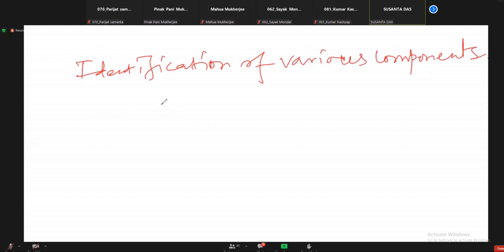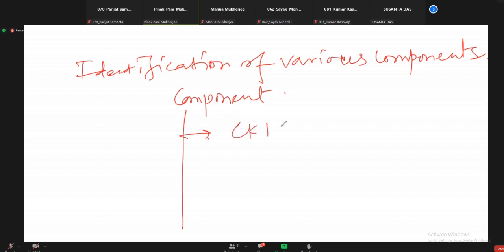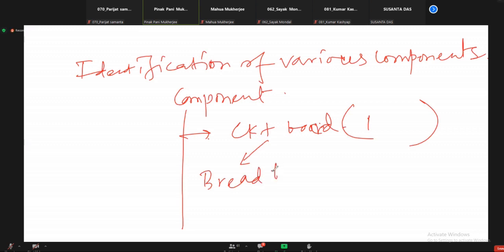Okay, now in an electronic circuit, if I write down the components, then there are several components. Like first one is the circuit board. That means the platform on which the circuit is actually constructed. So this is called board, and there are several kinds of board. One is temporary board, which is used in the lab to construct the circuit, and then after that we will deassemble the components. So this is a temporary kind of board. This is called the breadboard.